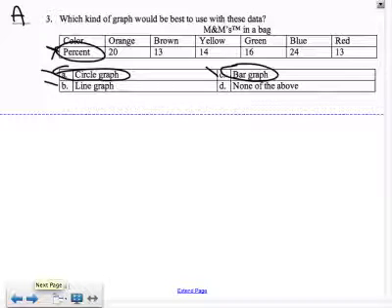Bar graphs are good for categories, so that doesn't count. Line graphs are for plotting points where you have 2 different types of data, which we don't have here. And so none of the above is also not a good choice.